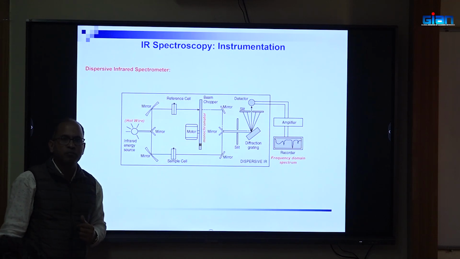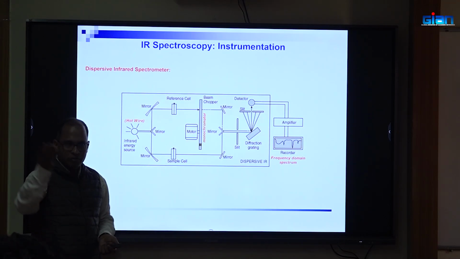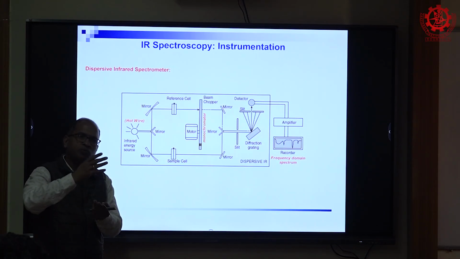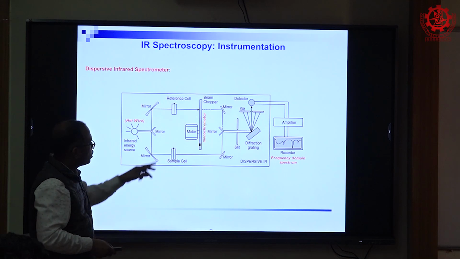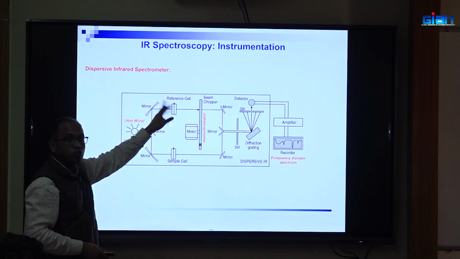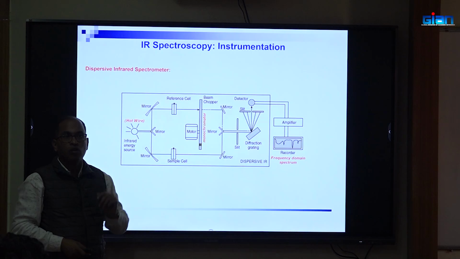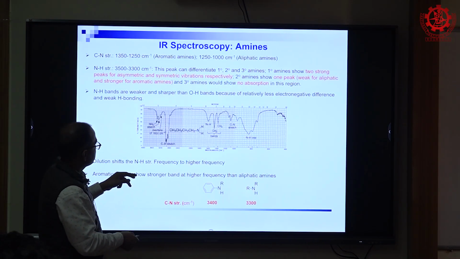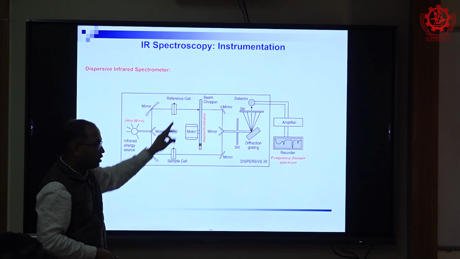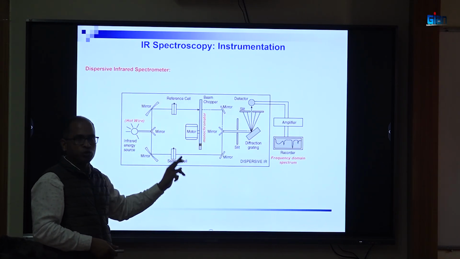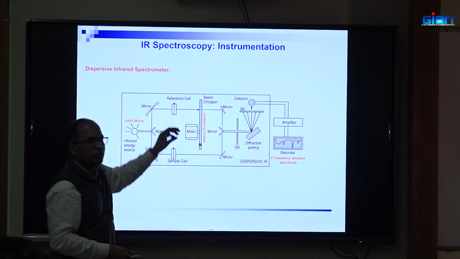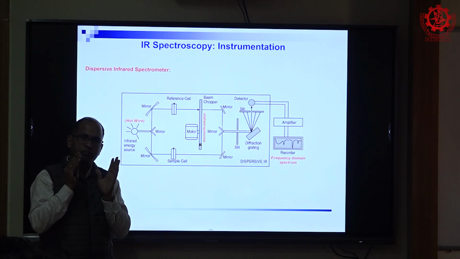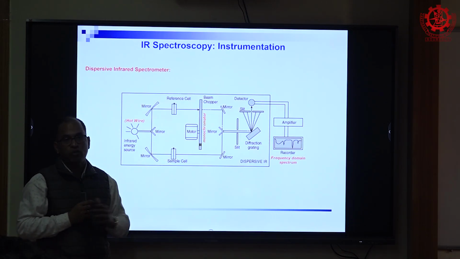For example, sometimes people put the solution and let it dry. But if you do not want to dry it, you take your solvent here, do not take the compound. The solvent will absorb here, and in the other cell the solvent and the compound will both absorb. Finally you subtract, and then you get the radiation that was absorbed only by your compound.